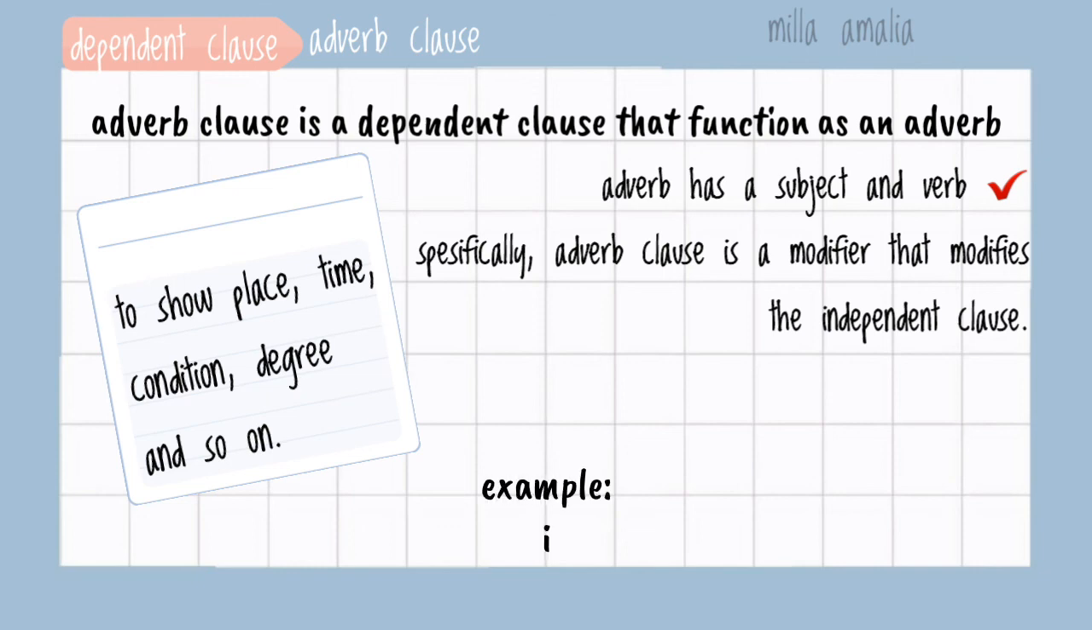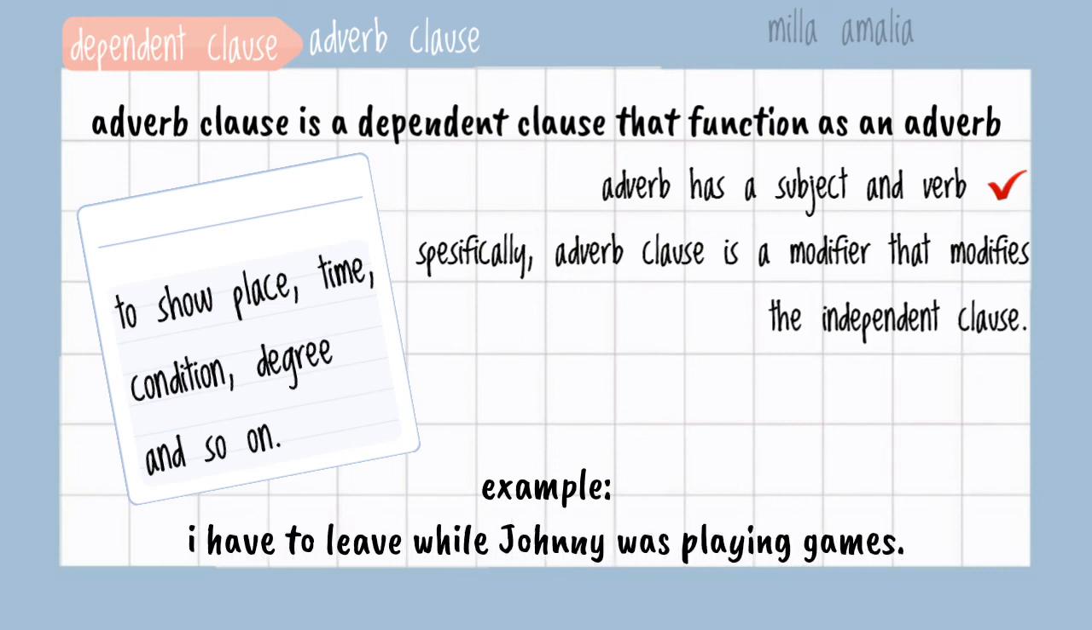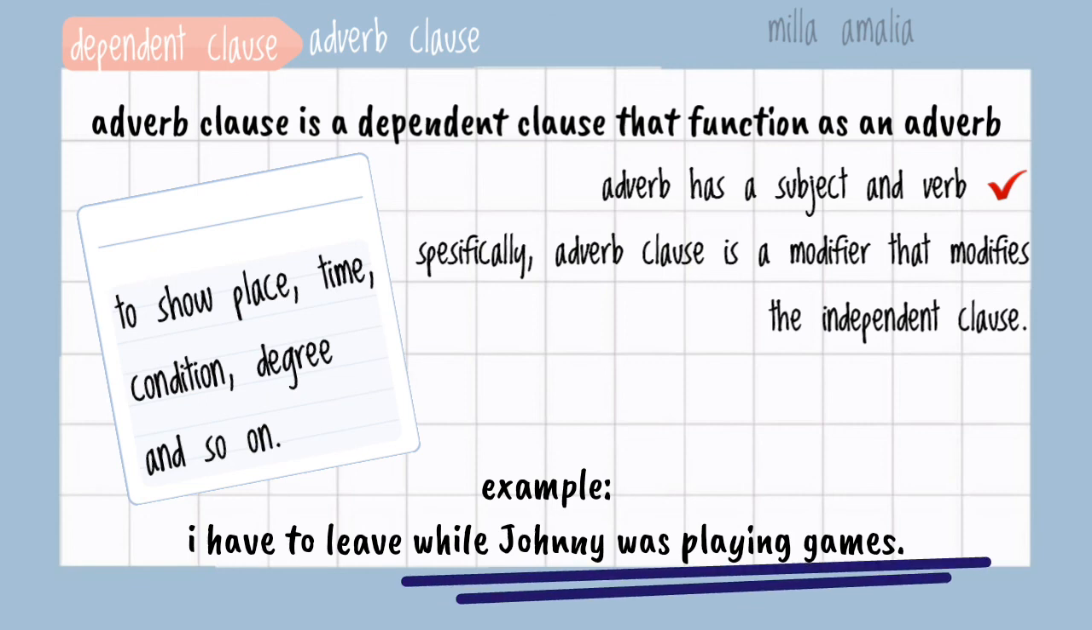For example, I have to leave while Johnny was playing games. The sentence tells us when the person had to leave.